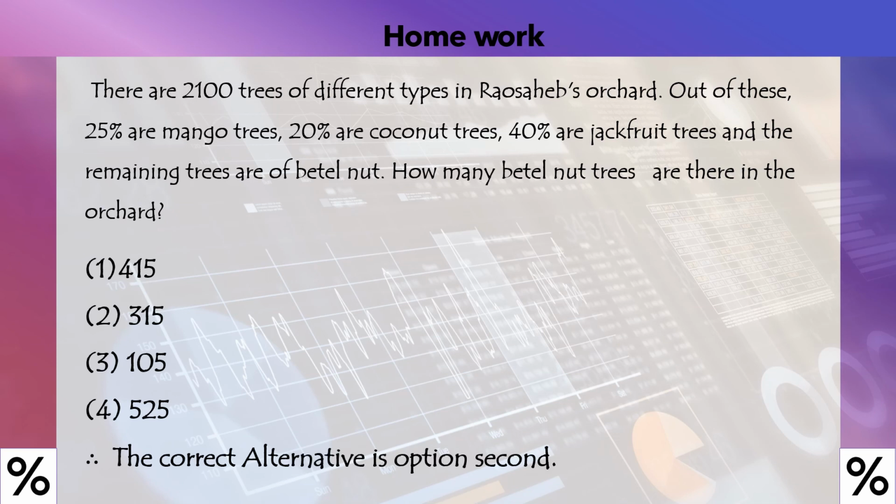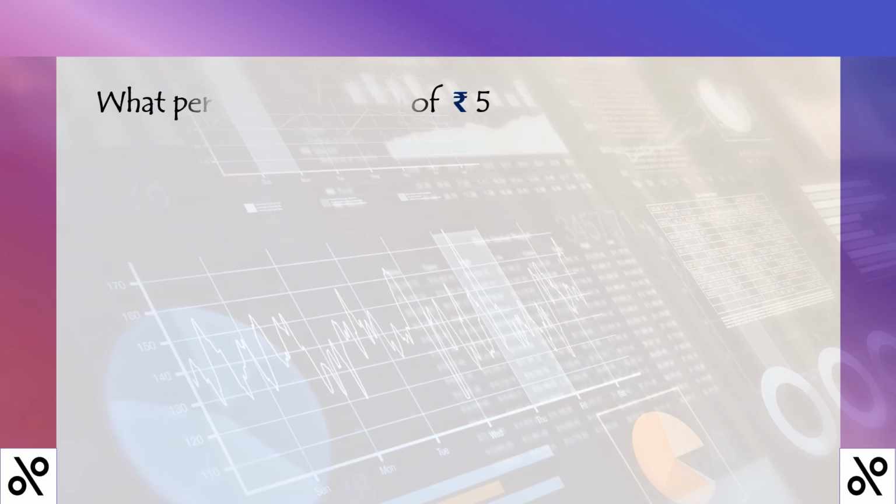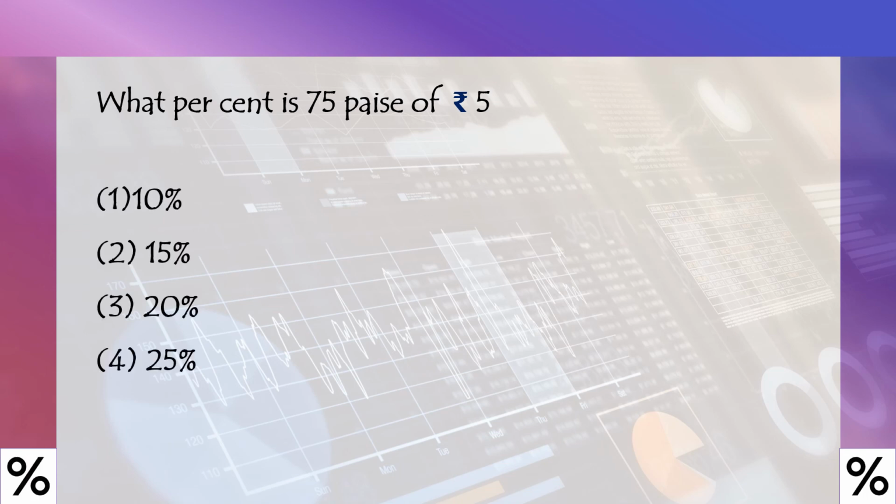Take down the correct alternatives. Sorry, the alternatives that are there is 415, 315, 105, 525. Next question for homework. What percent is 75 paise of 5 rupees? Is it 10%, 15%, 20% or 25%?